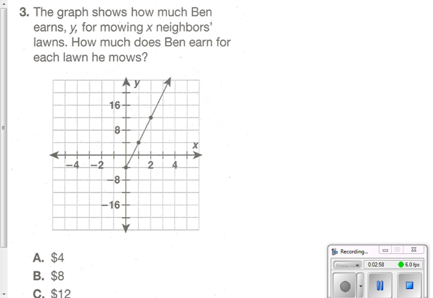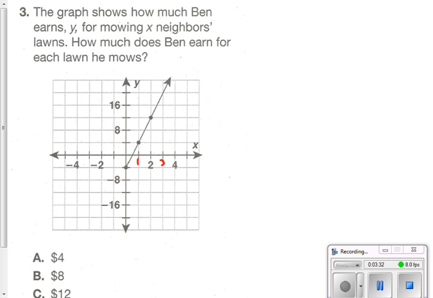Last example, it says the graph shows how much Ben earns, y, for mowing x neighbors' lawns. How much does Ben earn for each lawn he mows? Well, you have to figure out, kind of like the previous example where it was $6 per hour, how much per lawn. Basically what you're finding there is a slope, that common difference from lawn to lawn. So here's where you have 1 lawn, here's your 2 lawns, 3 lawns, and so forth. You need to figure out the slope.